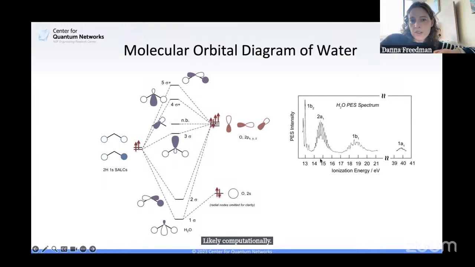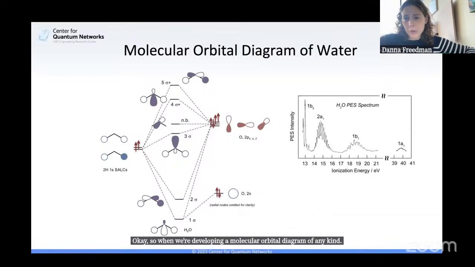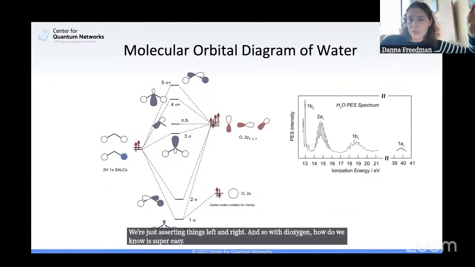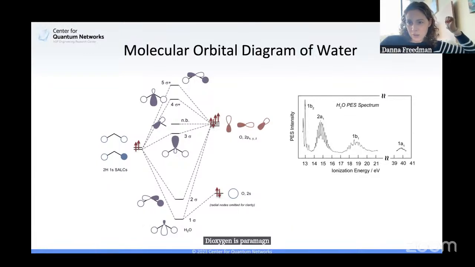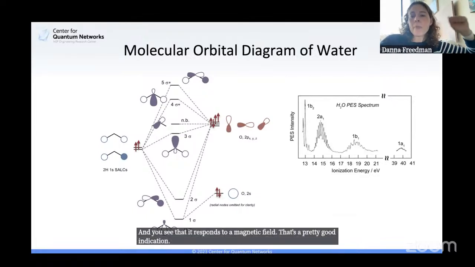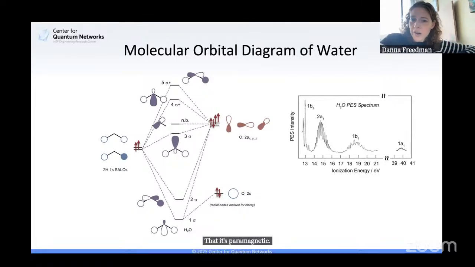Okay, so when we're developing a molecular orbital diagram of any kind, one super reasonable question is, how do you know? We're just asserting things left and right. And so with dioxygen, how do we know is super easy. Dioxygen's paramagnetic. You take oxygen, you dump it on a magnet, and you see that it responds to a magnetic field. That's a pretty good indication that it's paramagnetic. With water, how do we know that these are the particular energy levels?